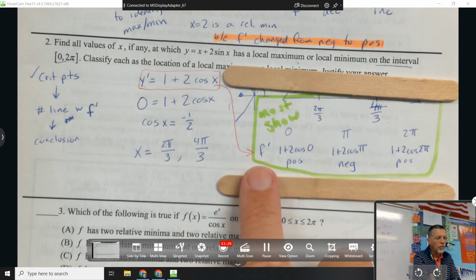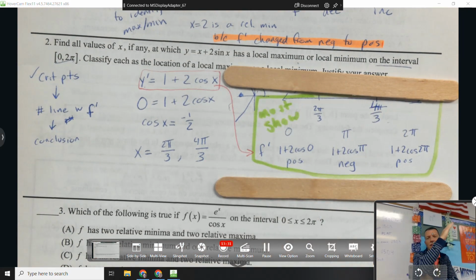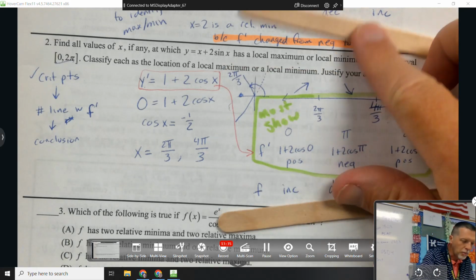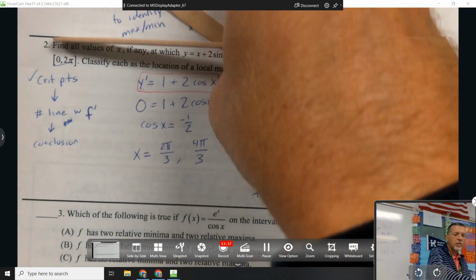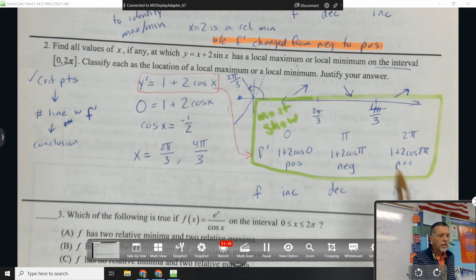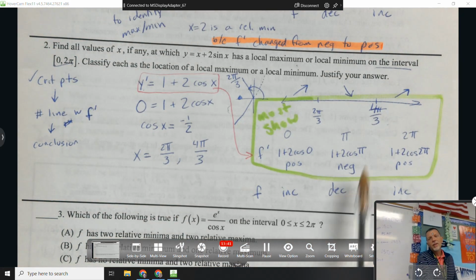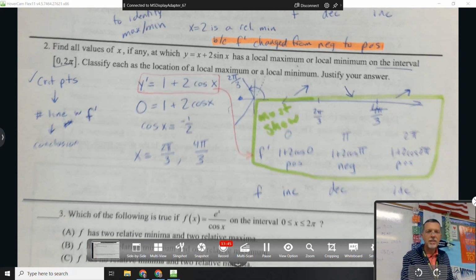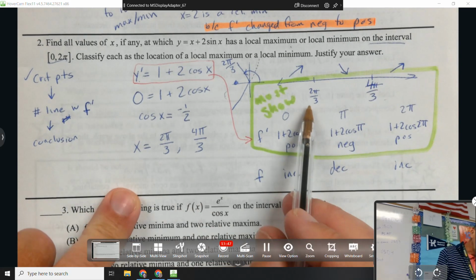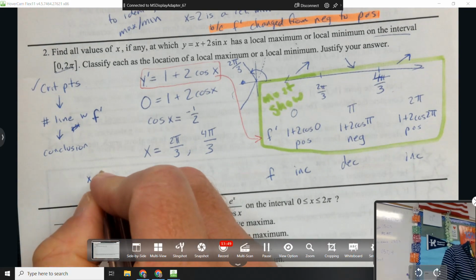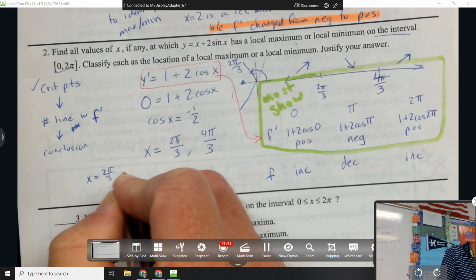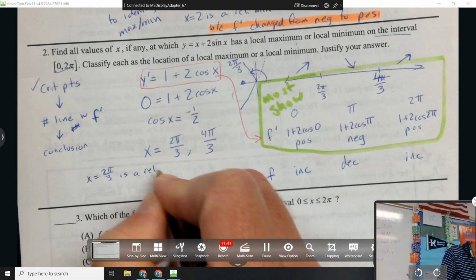Because you know f prime positive, you know what that means. F prime negative, you know what that means. I'm just writing it out to help my brain process kind of what's going on. So, green box must show. Outside the green box, maybe helpful, maybe not. So what's going on at 2 pi over 3? Is a relative maximum.